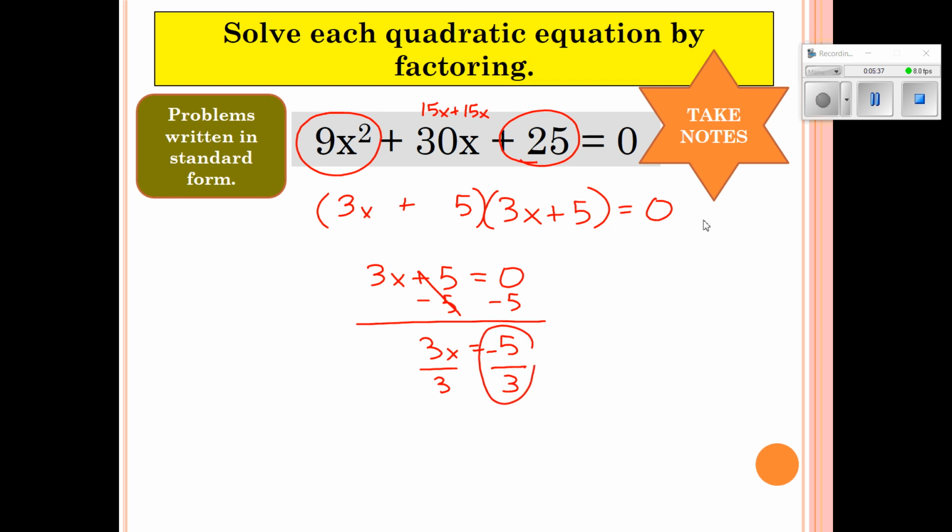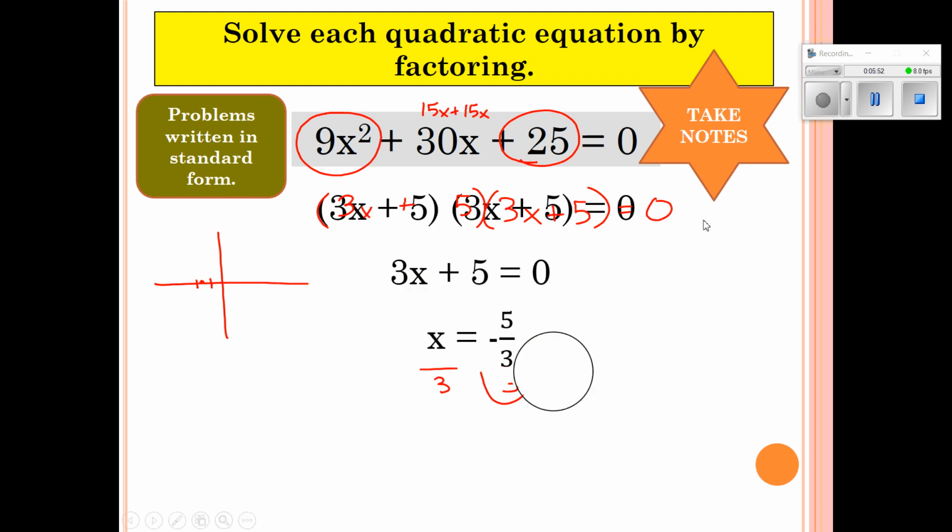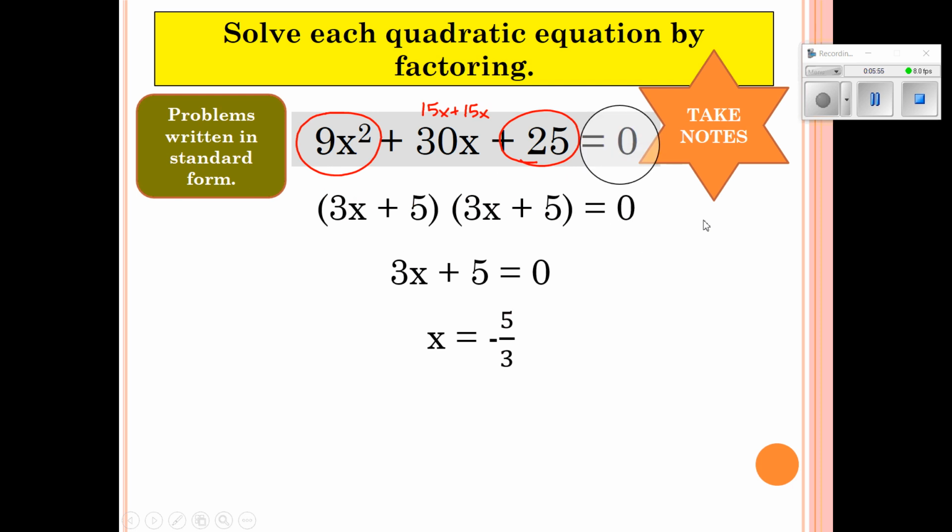And we have one solution. So this parabola goes up and crosses at negative 1 2/3. So it's going to touch the line about right there. So that's an example of how you can have one solution when you have a perfect square trinomial.